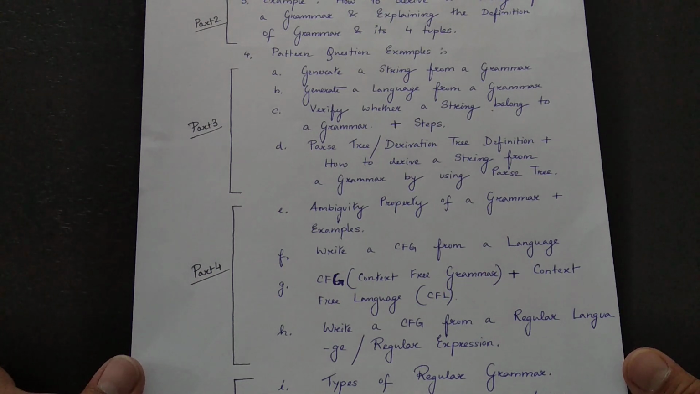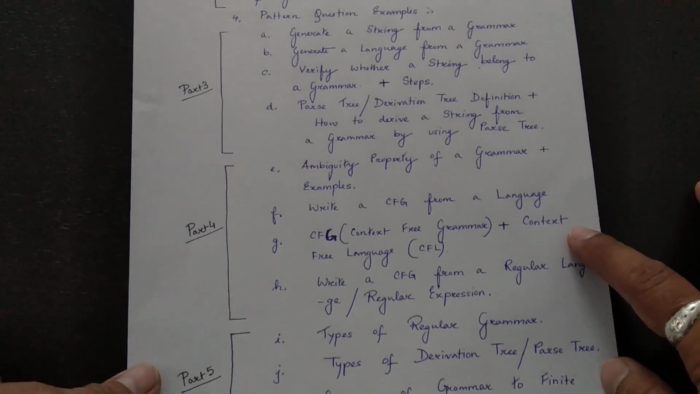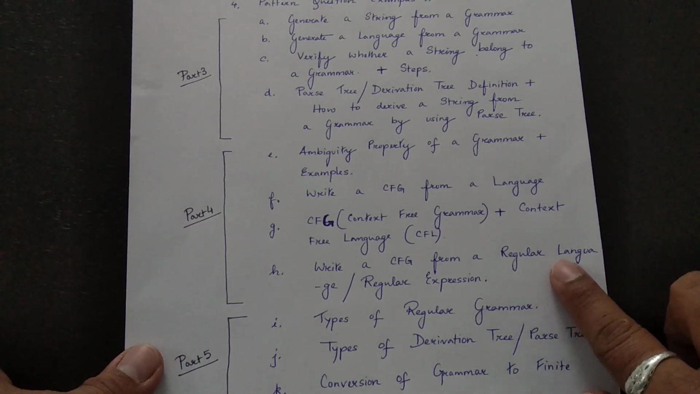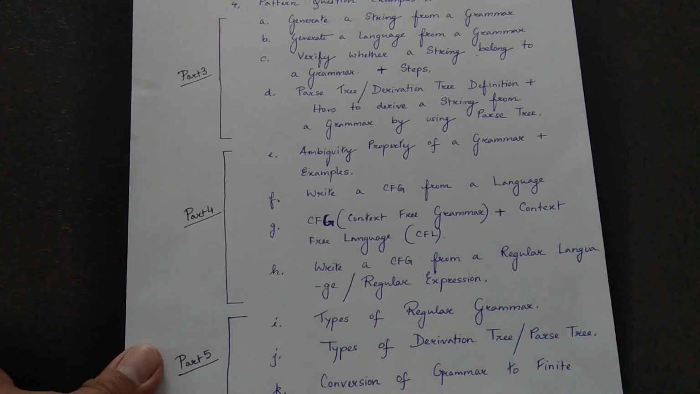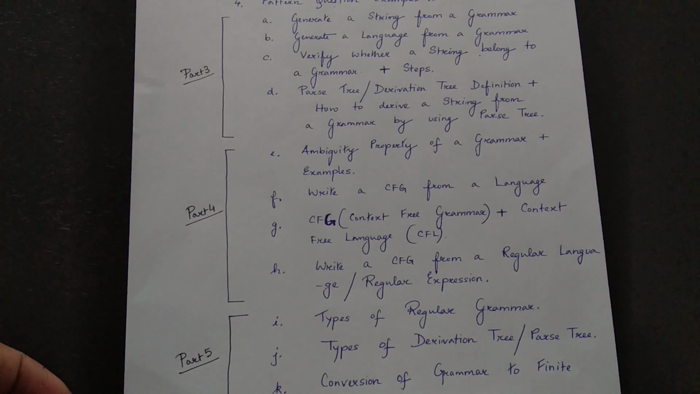Then we will look at the difference between context-free language, context-free grammar, and regular grammar. Then in part number 4, there is a question: write a CFG from a regular language or a regular expression. These types of questions are often asked, and it is very easy. We will check it out with an example to make it clear.